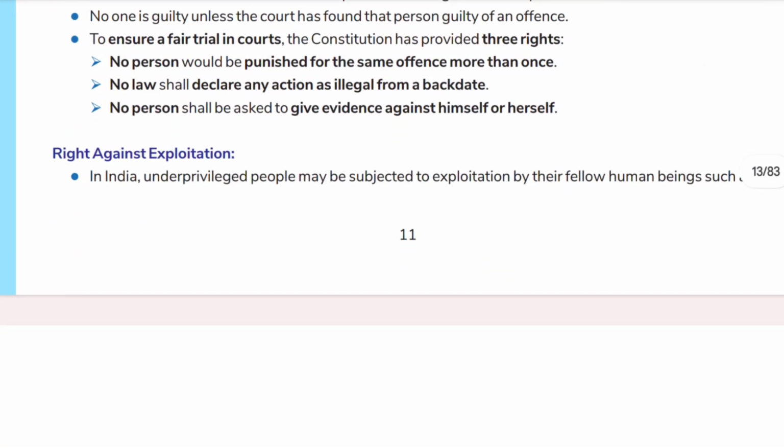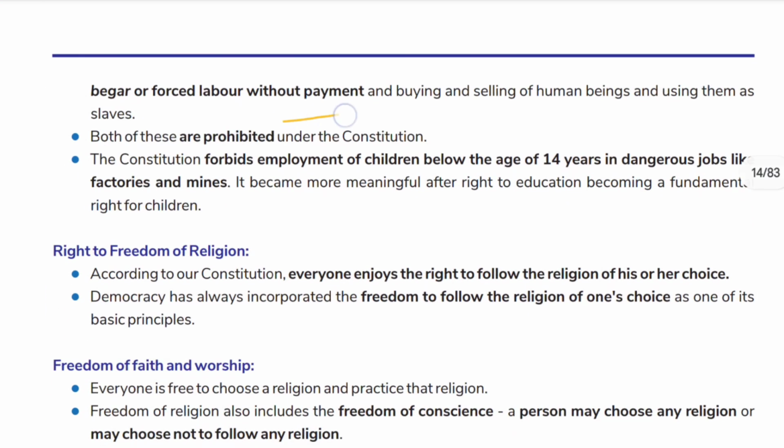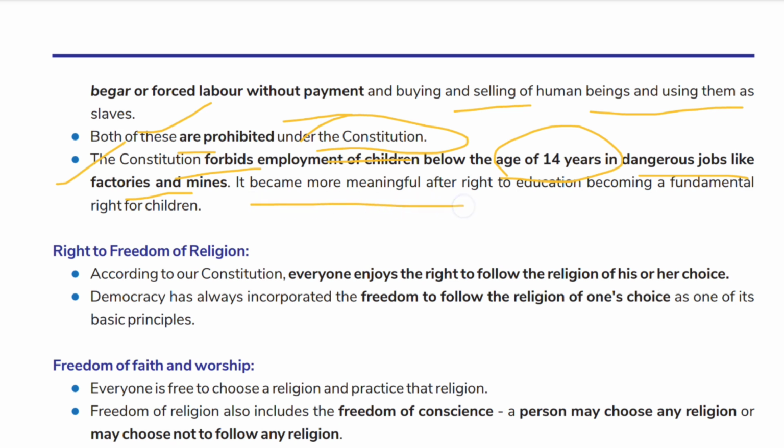The right against exploitation. In India, underprivileged people may be subjected to exploitation by their fellow human beings, such as begar or forced labor without payment, and buying and selling of human beings and using them as slaves. Both of these are prohibited under the Constitution. The Constitution also forbids employment of children below the age of 14 years in dangerous jobs like factories and mines. It became more meaningful after the right to education became a fundamental right for children.